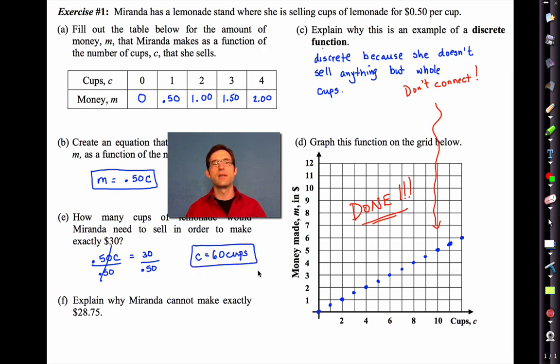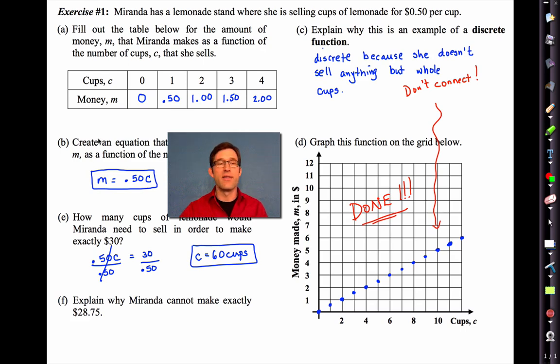But the last question's an important one. F says, explain why Miranda cannot make exactly $28.75. So what I'd like you to do right now is pause the video and think about that. Can you come up with an explanation? All right, let's talk about it. There's many explanations that would get the job done, many that would be really good.